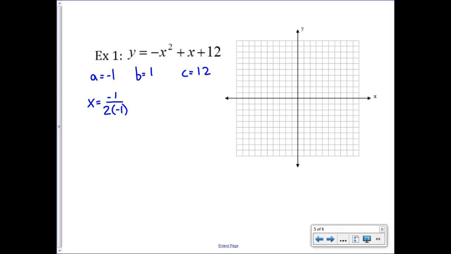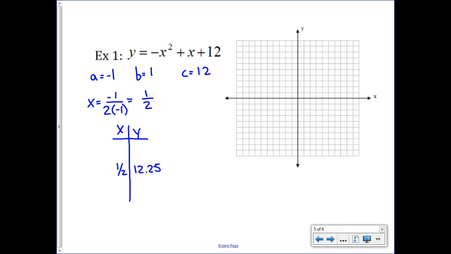So then I end up with positive 1/2 when I simplify that. So if x is 1/2, I'm going to set up a table here. I'm going to put 1/2 in the middle. So if I plug 1/2 in for my x values, I should get 12.25 out. If you want to pause the video here and try this on your own, go for it.